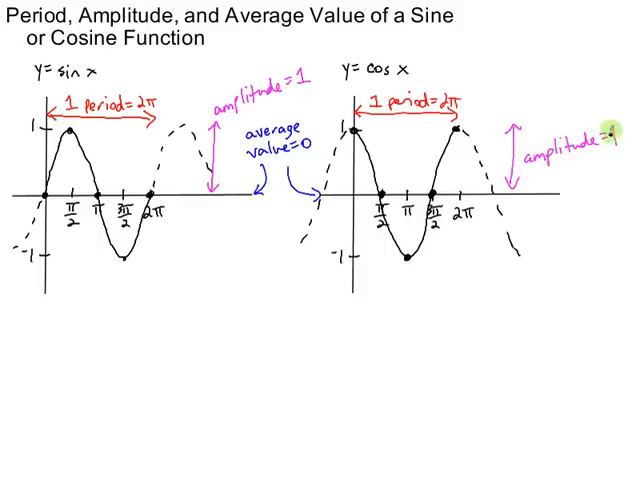Now again, these are for the standard sine and cosine functions, but you can do transformations on these. You can shrink or grow the period from 2 pi. You can shrink or grow your amplitude, and you can shift your average value up or down away from the x-axis. You could also use negatives to flip your graph over, right? Reflect it over the x-axis. So all of these things could change. But here are the basics of the sine and cosine functions.